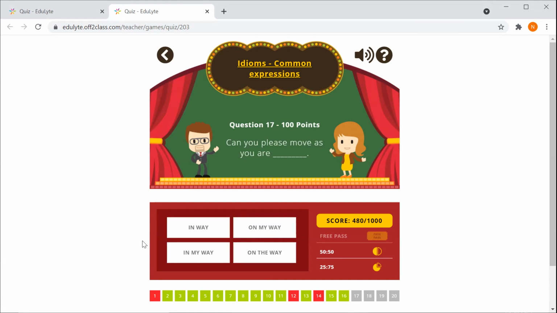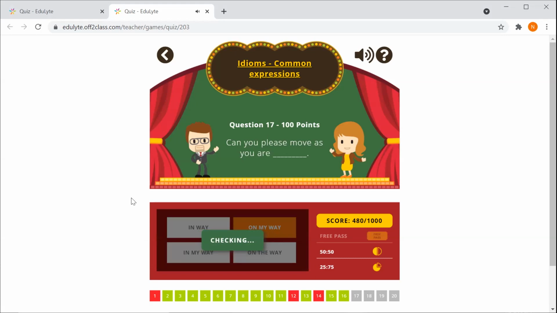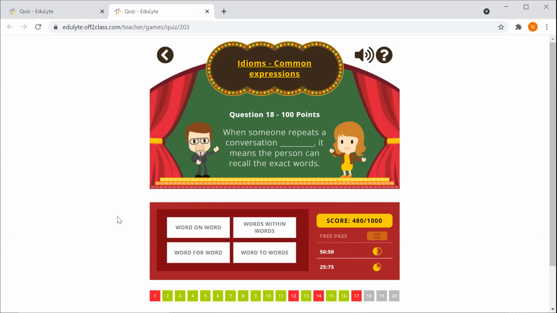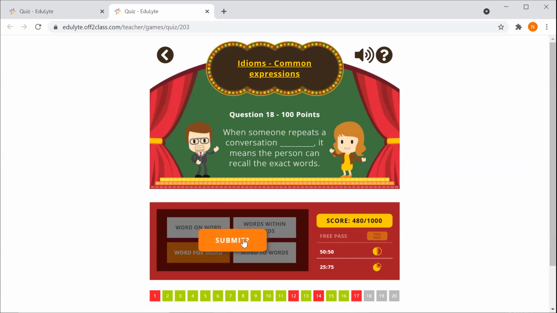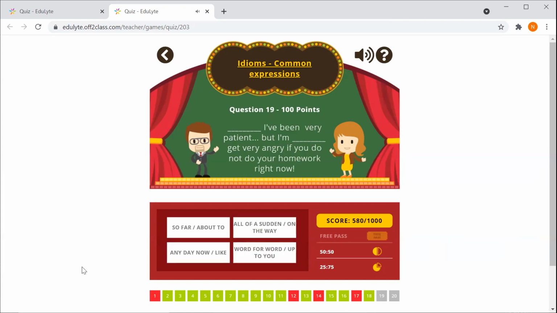Can you please move, as you are on my way? Incorrect. In my way. Yeah. Okay, because the way and you are inside it. So you're in my way. Okay, yes. Next one. When someone repeats a conversation, it means the person can recall the exact words. Word for word. Yes. Correct. Okay.